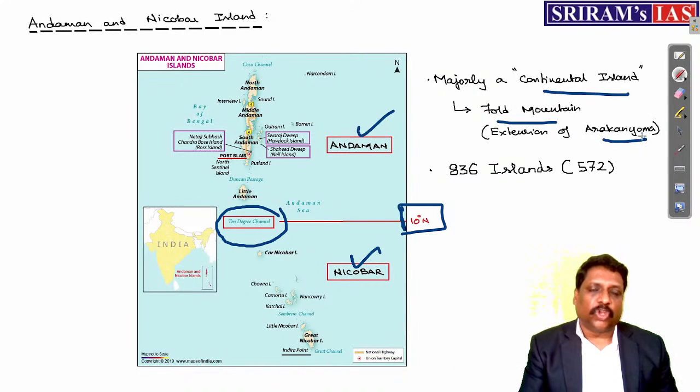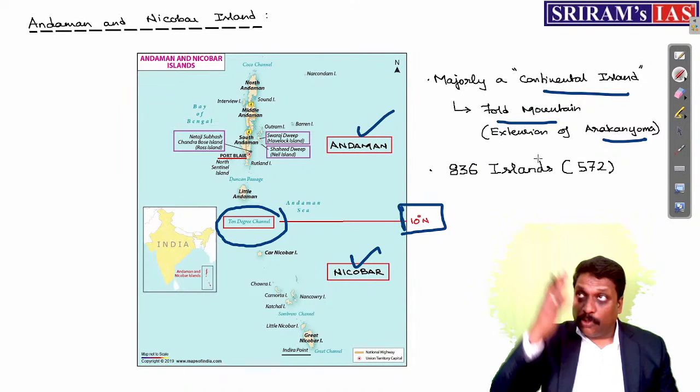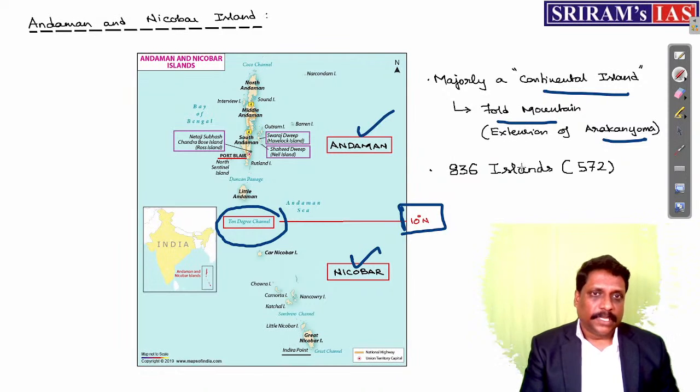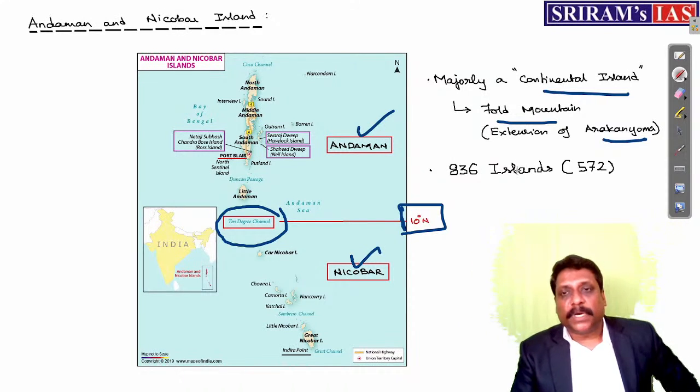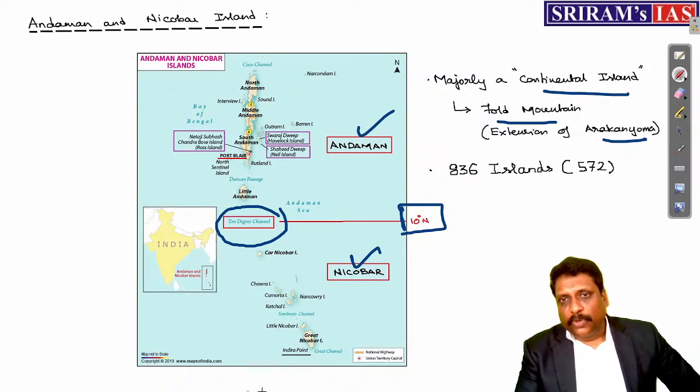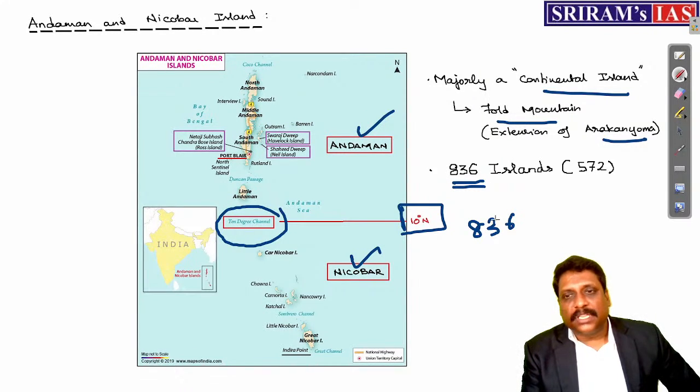Arakanayoma mountains. Arakanayoma mountain is nothing but what? Fold mountains. That's the reason, my dear friends, Andaman and Nicobar Island, you also have a peak called Saddle Peak. Saddle Peak is the highest peak of what? Andaman.